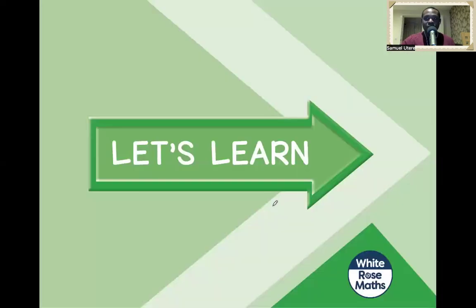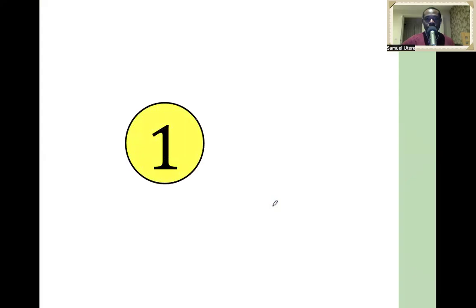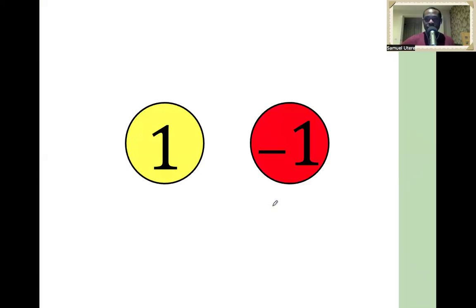Okay, let's do our new learning. Remember, when we talk about directed numbers, we're actually learning about positive and negative integers. Integers mean whole numbers. Now, we're going to be using counters to help us understand the concept of positive and negative integers. We're going to use yellow counters for positive integers and red counters for negative integers.